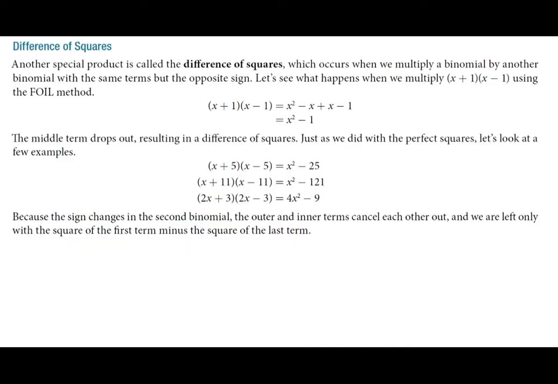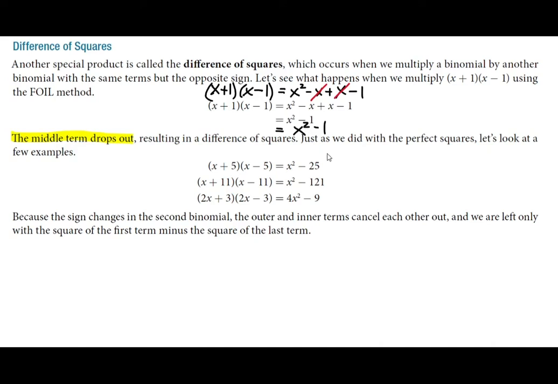Well, what about the difference of 2 squares? In this case, we have x plus 1, and then it multiplies by x minus 1. And what happens there when we FOIL it, we have the first term, x squared, plus the outer term, it's minus x, plus the inner term, plus x, minus 1, because positive 1 times negative 1 is negative 1. And you notice what happens here is these middle terms drop out, and we are left with x squared minus 1, and that always happens. It's always true that the middle term drops out.